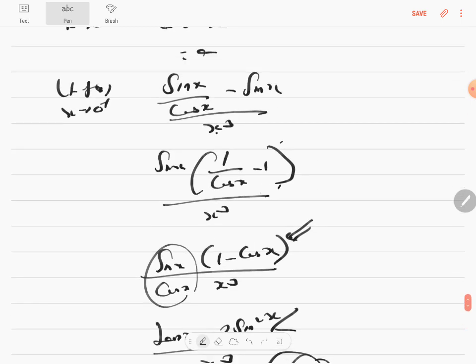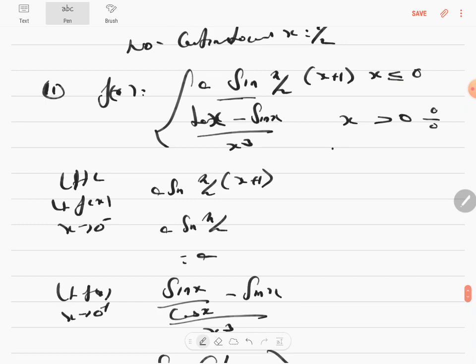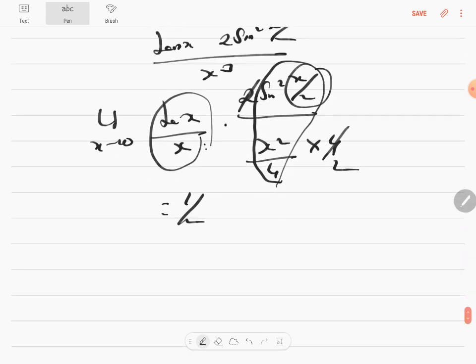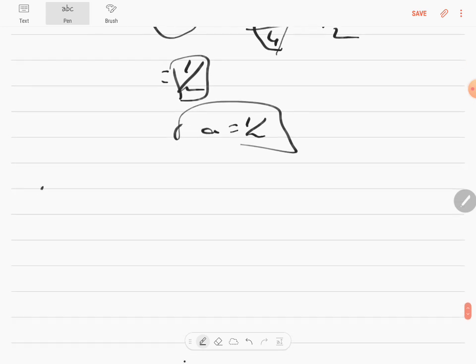What is the answer at that point that they've given? Oh, they have not given anything. So left limit is a, right limit is 1 by 2. Therefore, a is equal to 1 by 2 is the answer. Are you clear? So let's go to the next question, which is the 12th question.